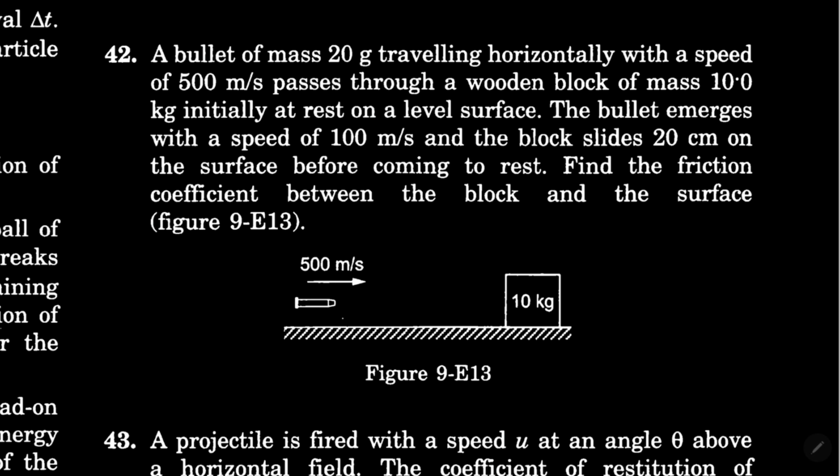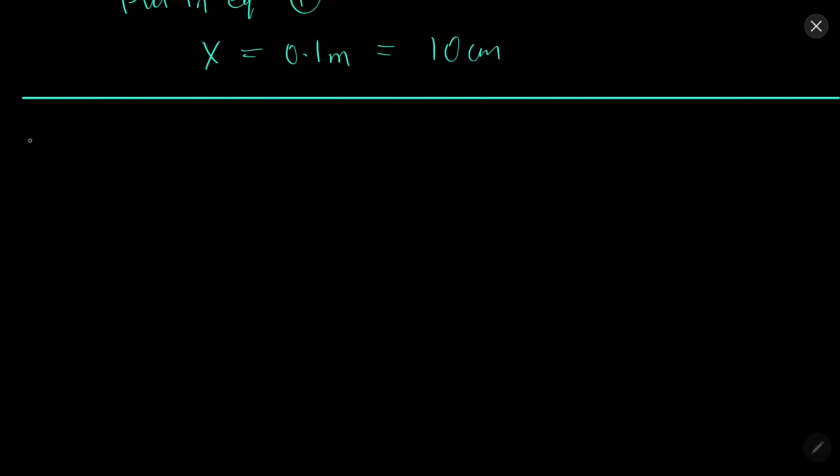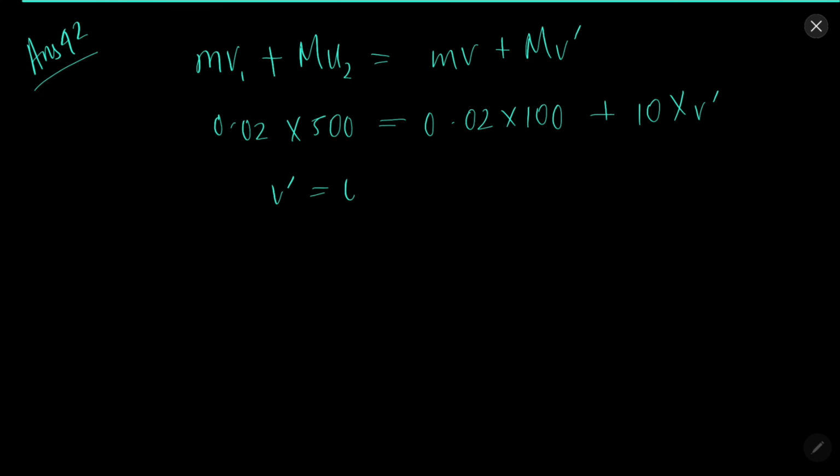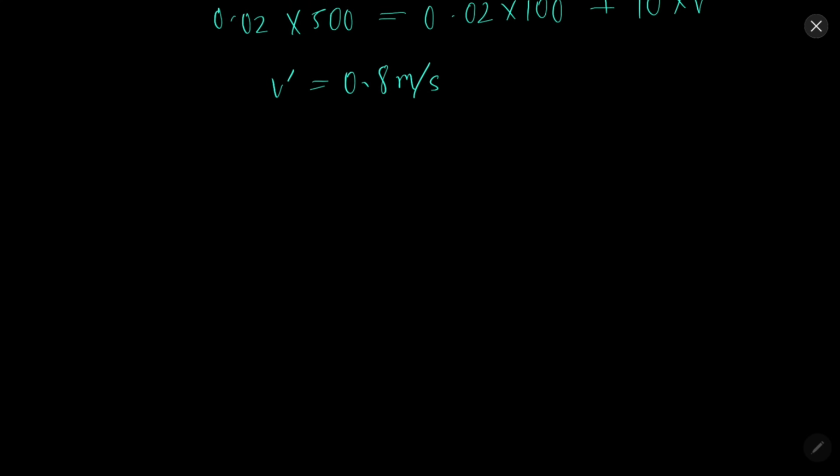In question 42, a bullet is given which is fired. We need to find the frictional coefficient between block and surface. So this is solution 42. Again, by conservation of linear momentum, we will have this scenario: 0.02 into 500 equal to 0.02 into 100 plus 10 into v dash. So v dash will be 0.8 meters per second.